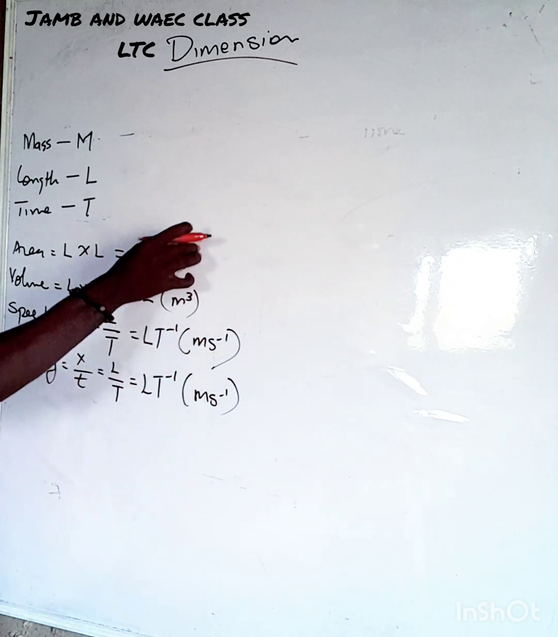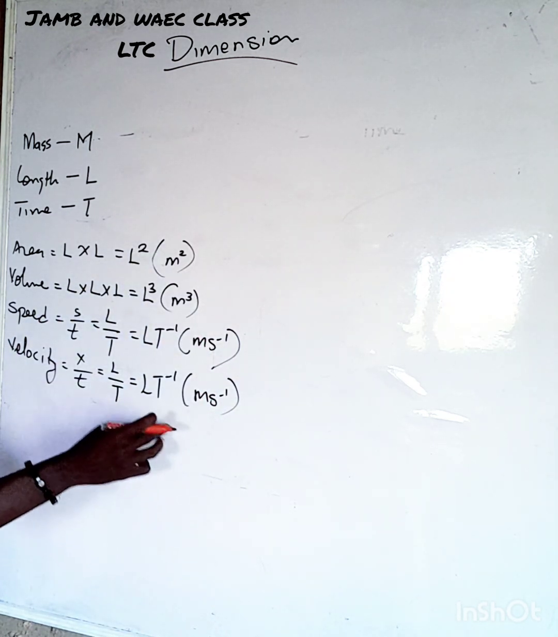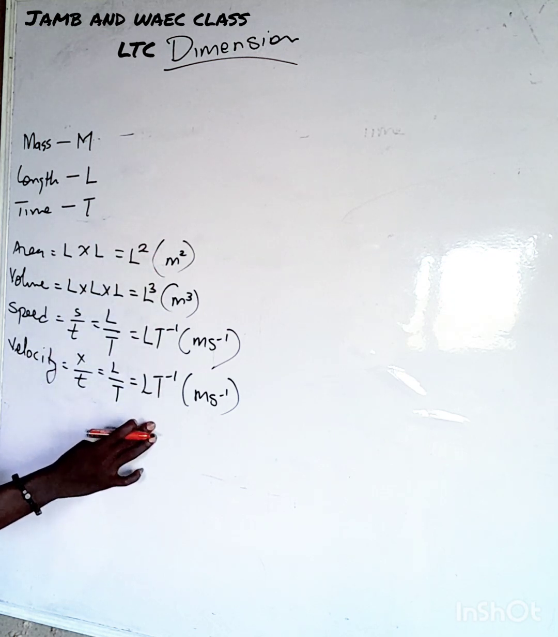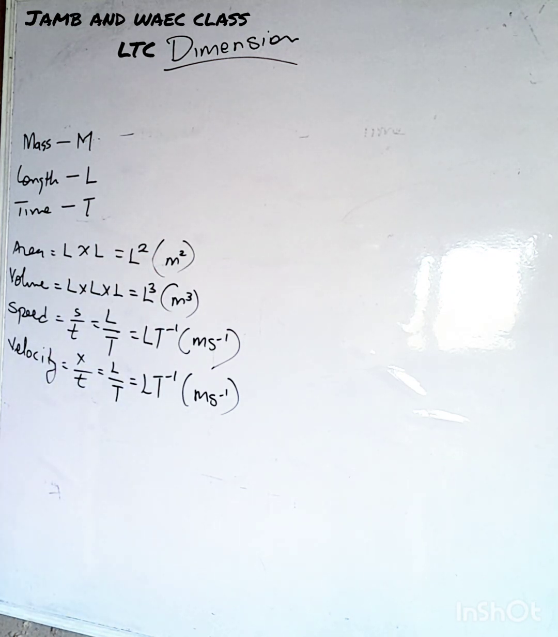These ones are the units, the SI units, while these ones are the what? The dimension. So that's why they call it equivalent units. Are you getting my point?